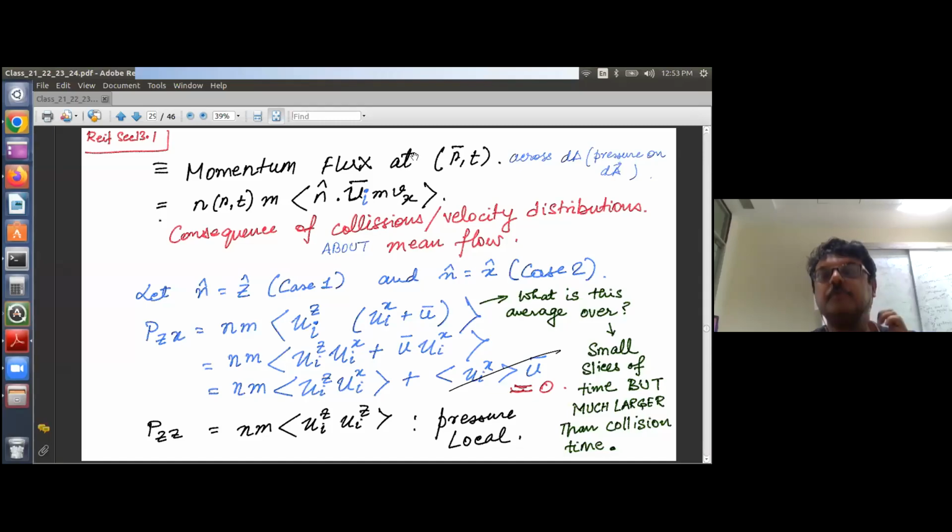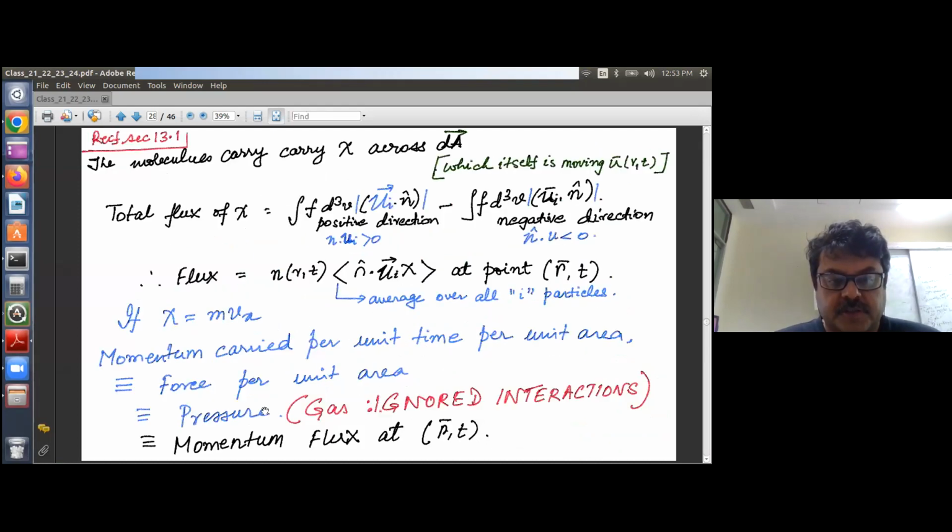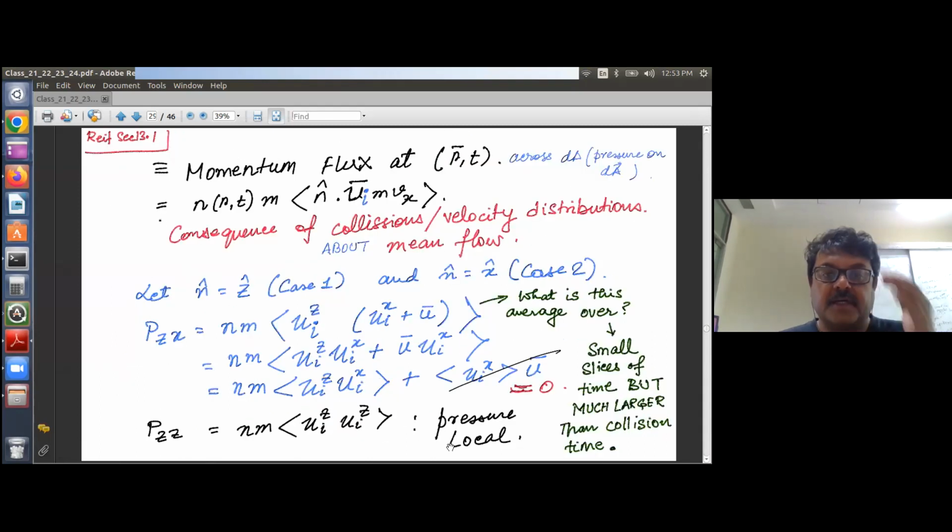Okay, so starting off from where we left off in the last class, this momentum flux at position r and t. What we could talk about, and this is from Reif section 13.1, is the momentum flux at r and t across dA, right?